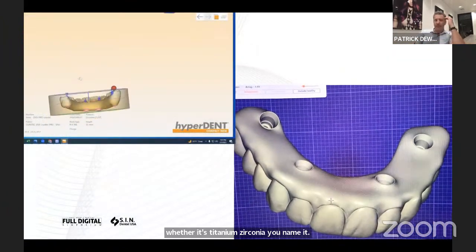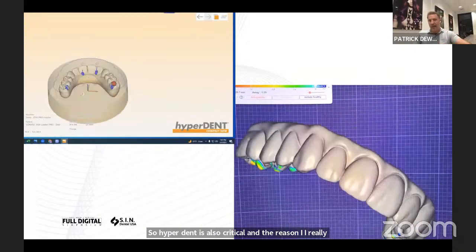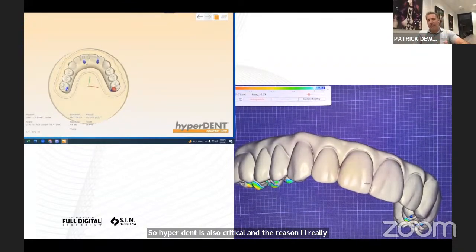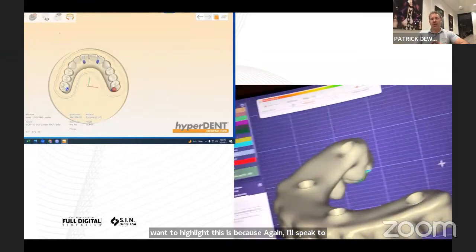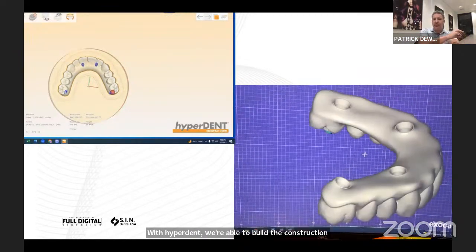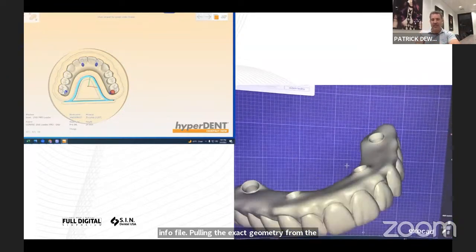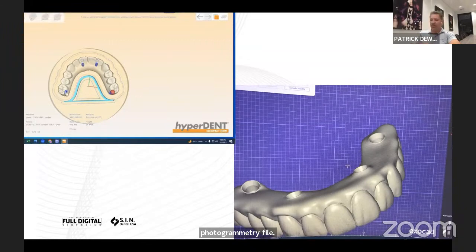And the reason I really want to highlight this is because, again, I'll speak to those power users. With Hyperdent, we're able to build the construction info file, pulling the exact geometry from the photogrammetry file. You have the most accurate, precise screw access channel. This is one of the only softwares that can do it. We are huge fans of Hyperdent.